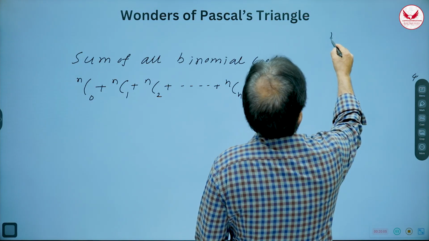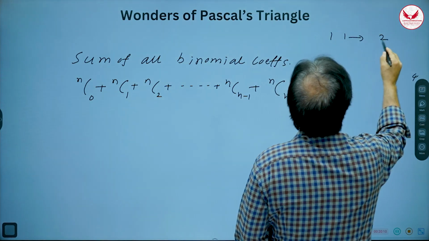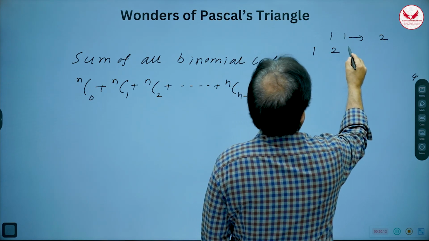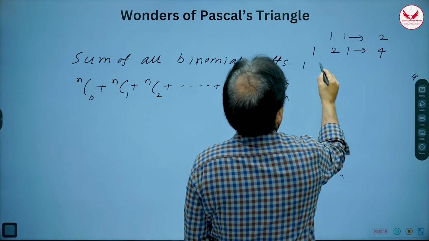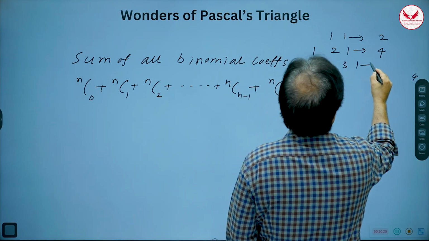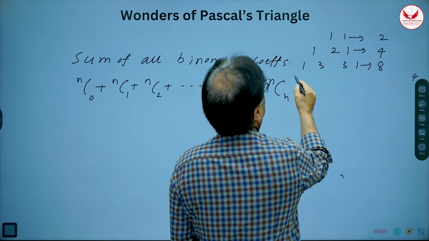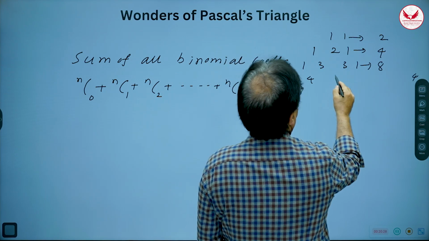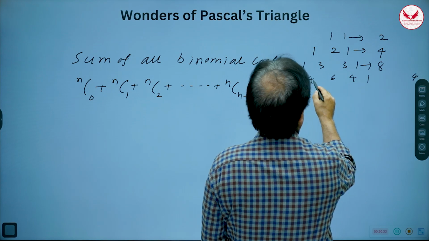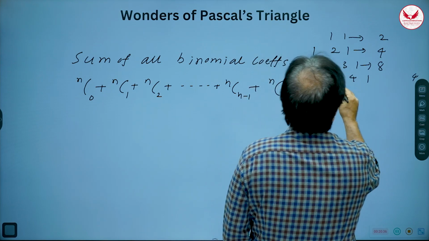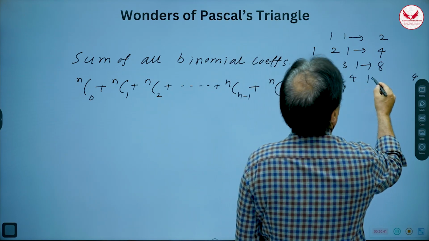So actually, if you look at the diagram, you will come to know. 1, 1. This was the first row, right? The total here is 2. The next was 1, 2, 1, so that is 4. Now 1, 3, 3, 1. What is the total? 3 and 3 is 6, and this is 2, so this is 8. Now the next one: 1, 4, 6, 4, 1. What is the total? 1 plus 4 is 5, 5 plus 6 is 11, 11 plus 4 is 15, plus 1 is 16.